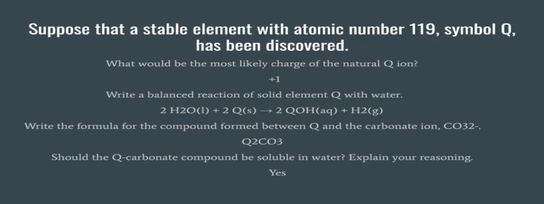And there you go. The next question was to write a formula for the compound formed between Q and the carbonate ion, CO3 2-, and we figured it was Q2CO3. This is because Q will form a +1 ion, and we know that CO3 has a 2- charge. Knowing that there are 2 Qs for every 1 CO3, you get Q2CO3.